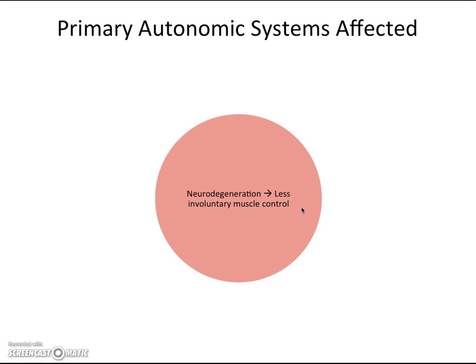So the primary systems affected, just about every system in the body is affected because this is the autonomic nervous system that we're talking about. And the primary pathophysiology of the nervous system here is that the nerves degenerate. And because the nerves degenerate, you're no longer getting the involuntary synaptic activity going, and so there's a lot less involuntary muscle control. So this is primarily going to affect the smooth muscles in the body. We've already talked about how the musculoskeletal system is affected, and again, that's more dealing with the central nervous system.